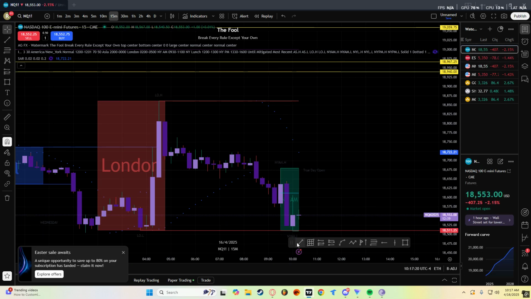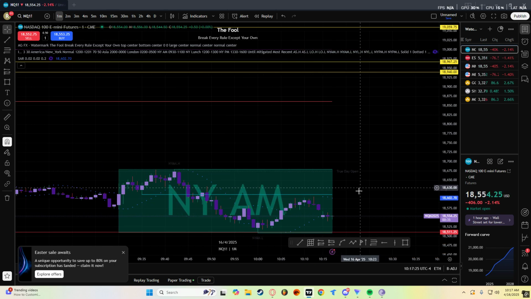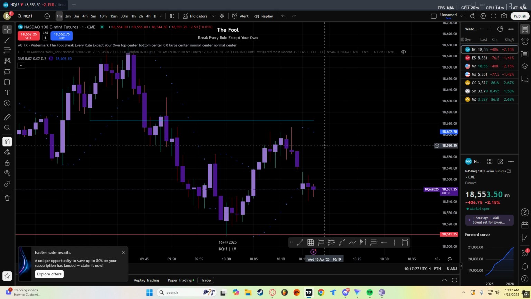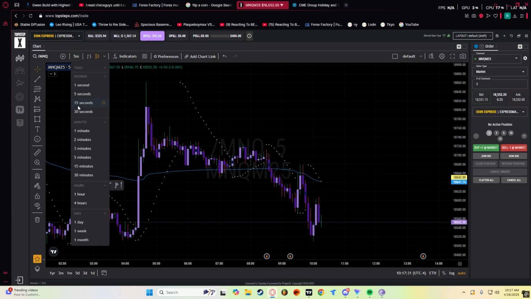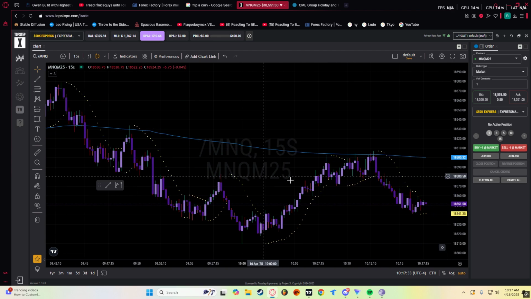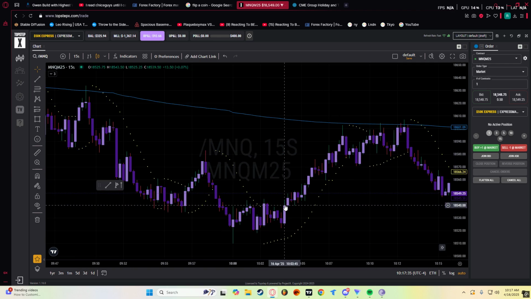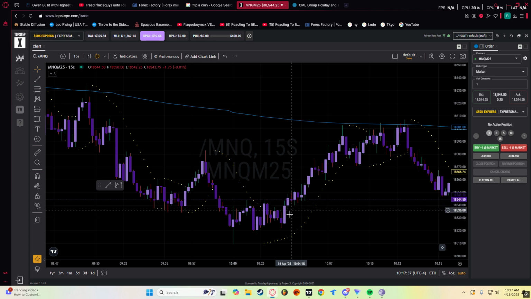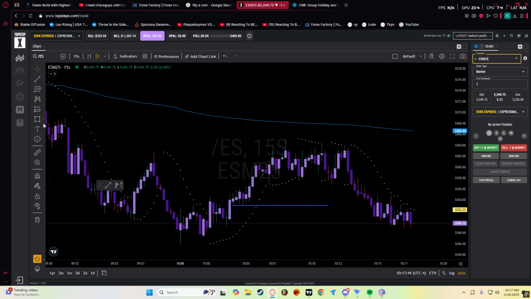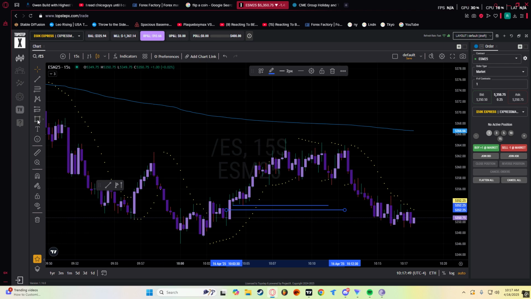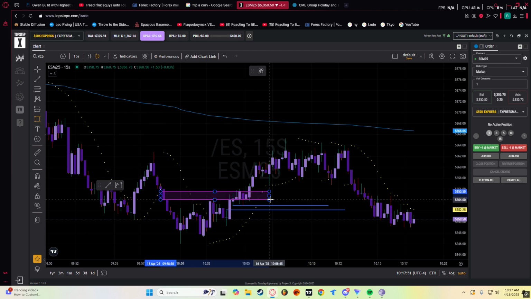And after the rejection, I believe we get a 1 minute break of structure, change in the state, whatever you want to call it. So then I go and find an entry on the 15 second, which was, I believe, right around here. I remember it was on ES. So on ES, we were chasing to this 15 second imbalance, and then I wait for this to get inversed before I enter.